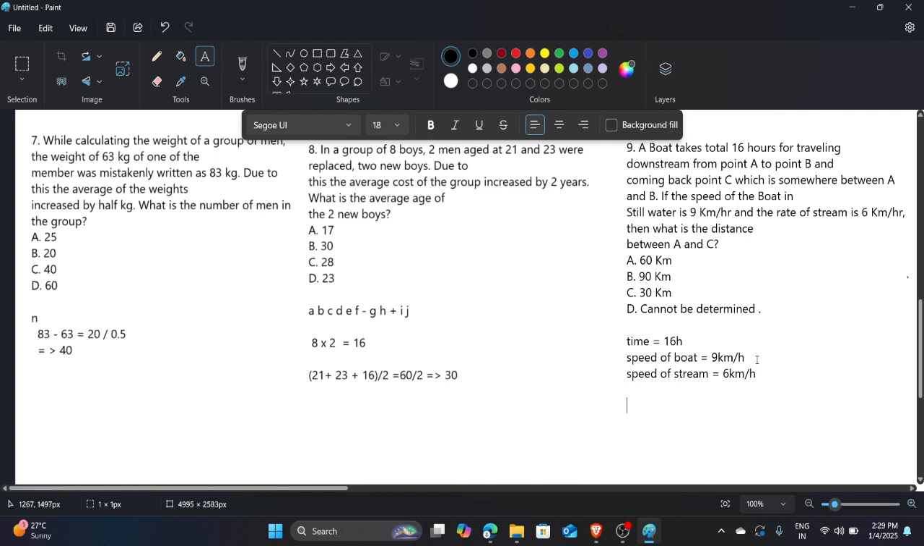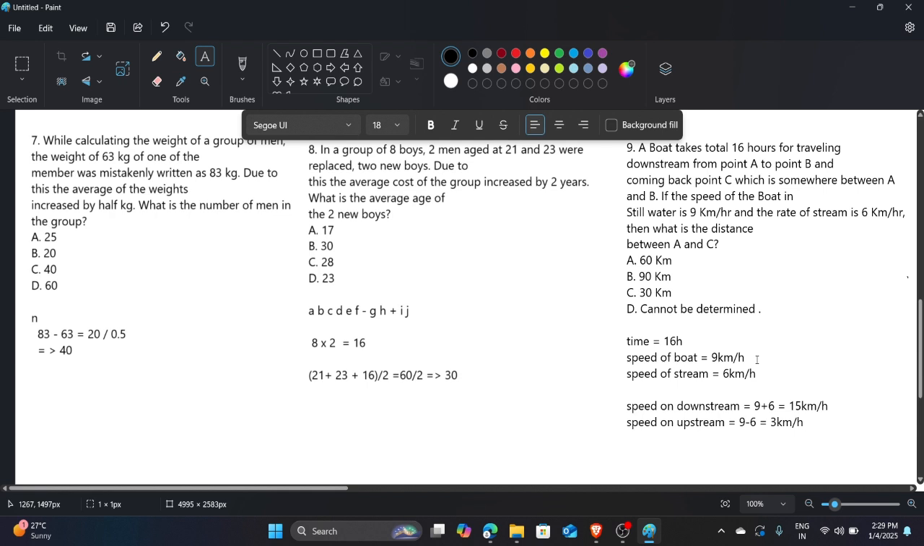So downstream, first, the downstream speed is nothing but 9 plus 6, which is 15 kilometers per hour. And similarly, the speed upstream is nothing but 9 minus 6. It means 3 kilometers per hour.